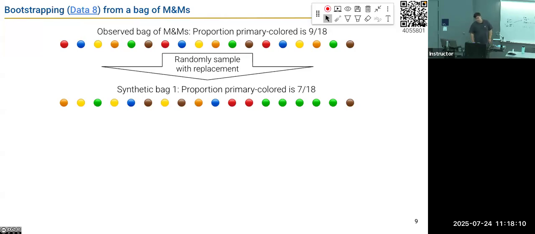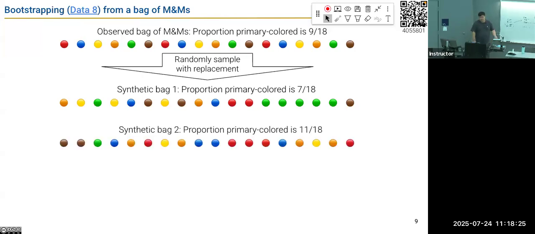So say in this sample, we have 7 M&Ms with primary colors. Because we're drawing with replacement, you're allowed repeats, right? You could draw the same M&M many times, okay? Say for another sample, there are 11 out of 18 primary colored M&Ms.